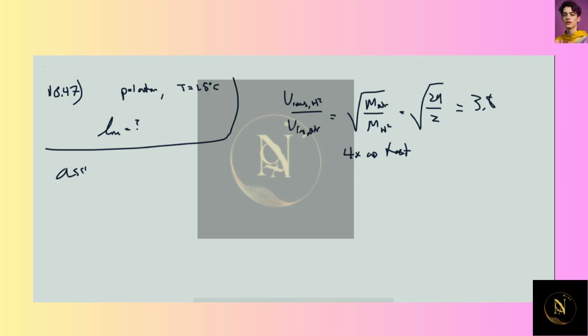let's write down some assumptions. First, let's use the stationary target approximation. So air is stationary. That's one approximation we're going to use. We're also going to assume that the intermolecular distance for a collision would be the sum of the hydrogen and air molecule radii. So the collision distance is RH plus R air. That's one assumption we're going to make.